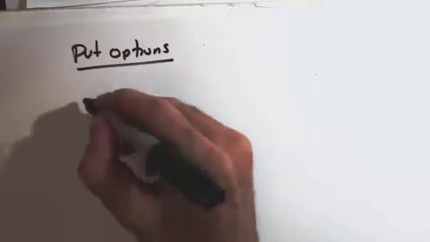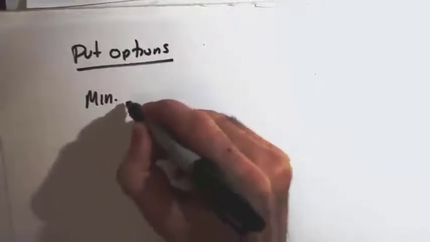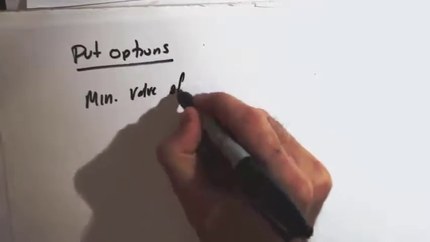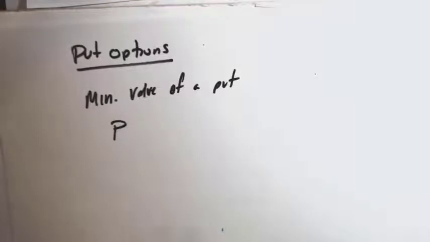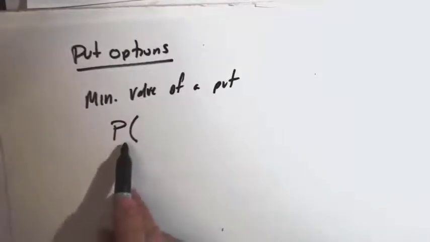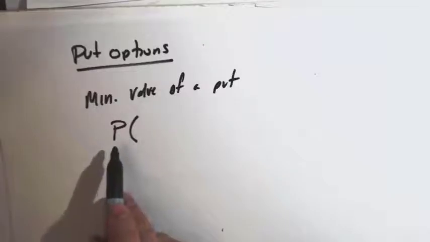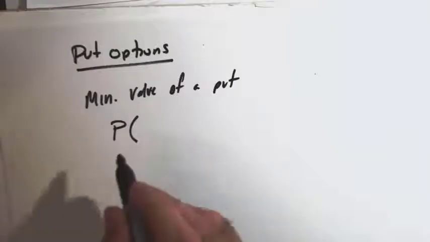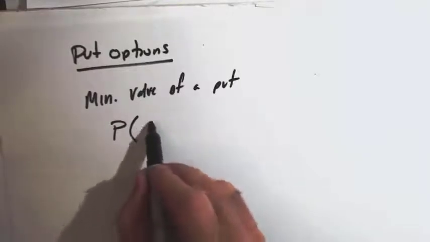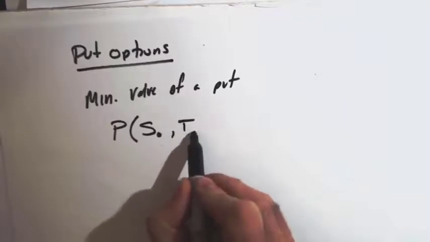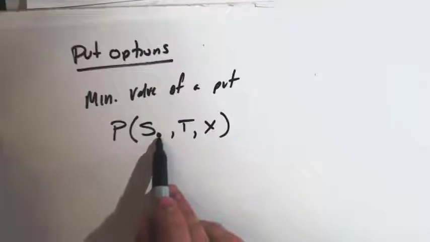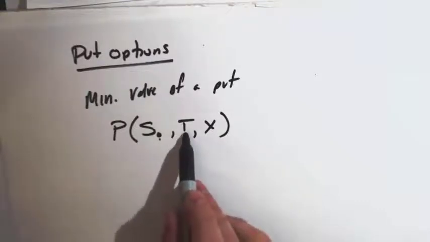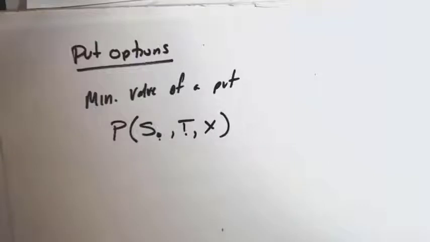Now let's figure out the minimum value of a put. And we're going to use this notation, put option. Notice there's no A and there's no E here, which means this relationship that I'm going to show you applies to both puts, European and American. So we have the value of a put with a certain underlying stock today at subscript 0 price, time to expiration, which is a fraction of a year, and X, which is the strike.